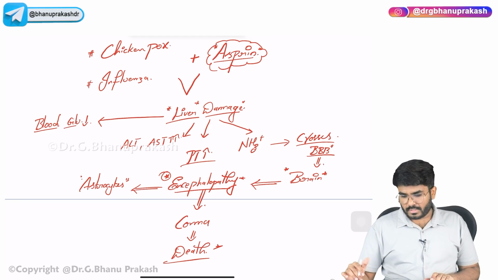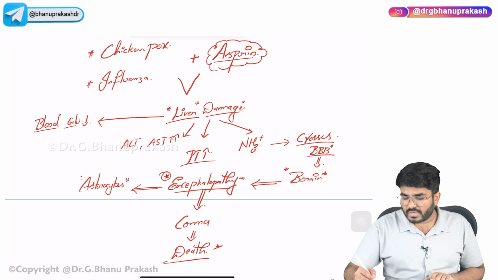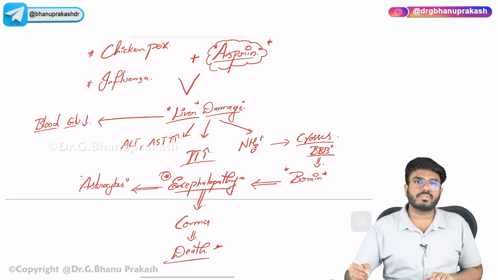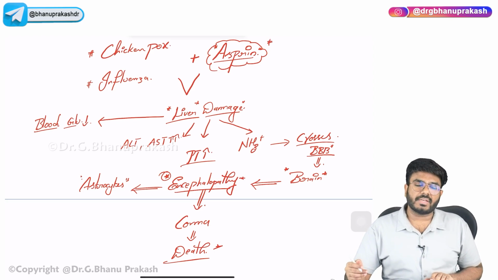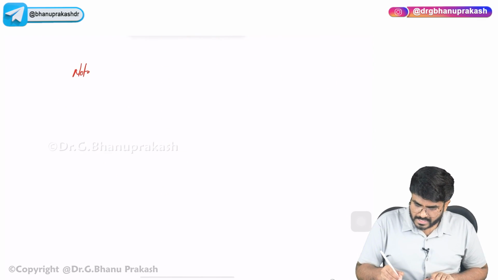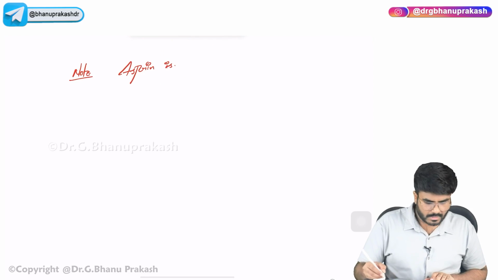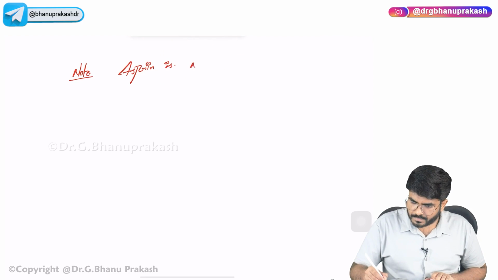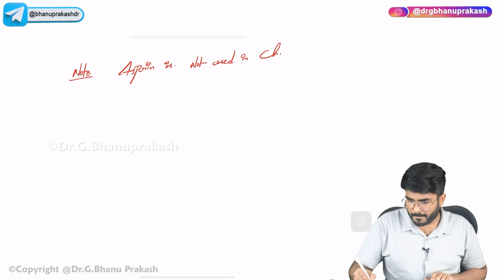Now, aspirin is usually avoided in children. We have stopped using aspirin in children except for the treatment of Kawasaki disease. That's the important point. Note, aspirin is not used in children except for what? Kawasaki.